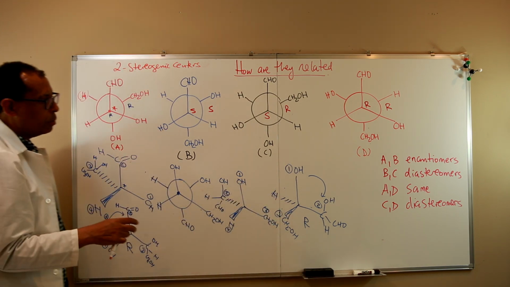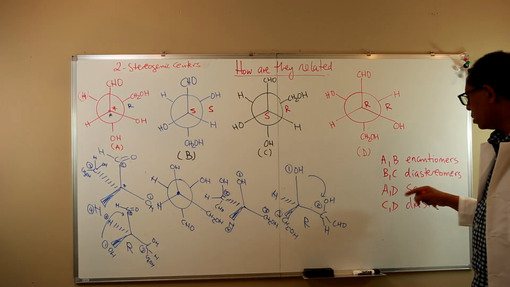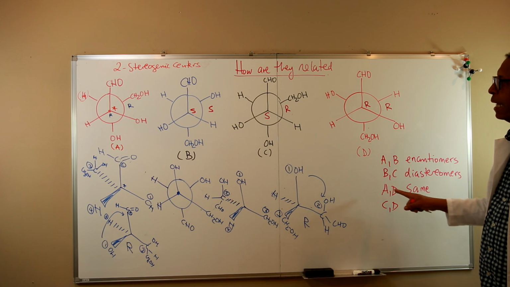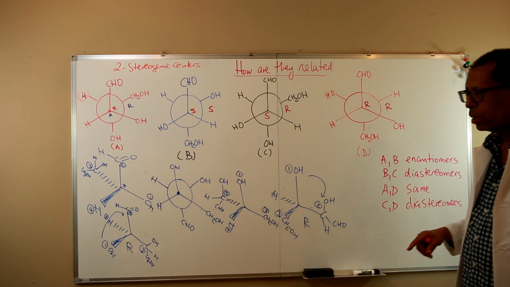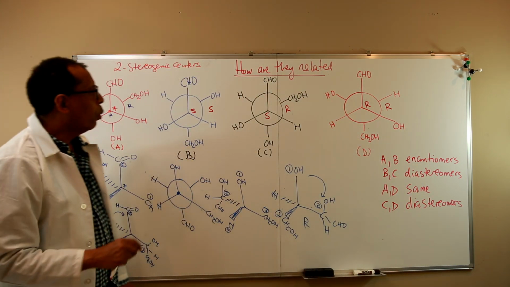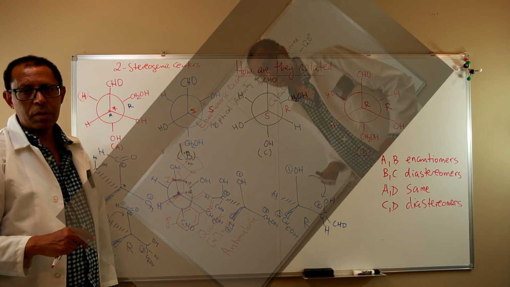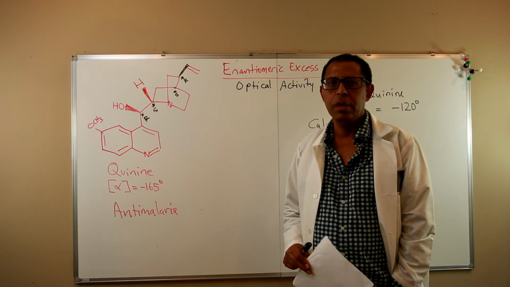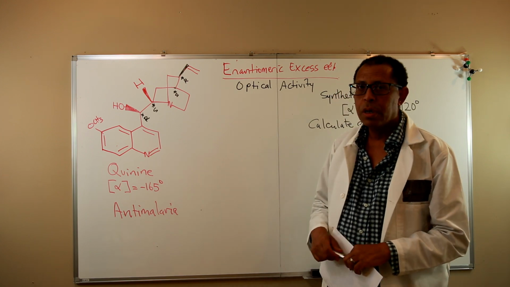So the relationship is important here. AB are enantiomers, BC diastereomers, A and D are same, C and D are diastereomers. I'm sure you'll figure it out on a paper while just reviewing this problem. We'll continue to conclude problems in the stereochemistry section of my lecture.